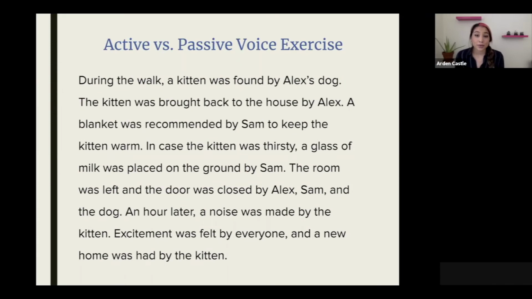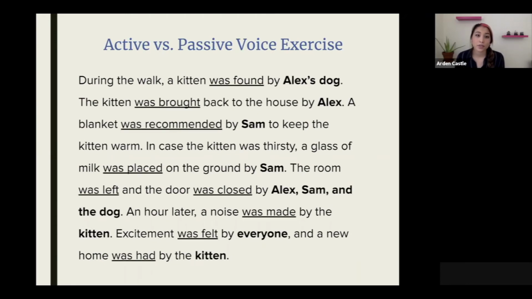Pause this video and try to identify the characters and the actions. So, the characters have been bolded and actions have been underlined. Notice that the characters are after the actions in each sentence. Go ahead and pause the video again and rewrite each sentence so that the characters come before the actions.